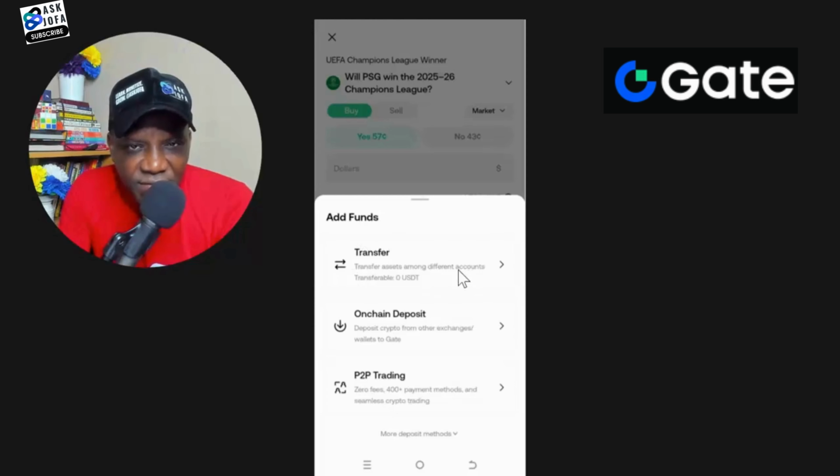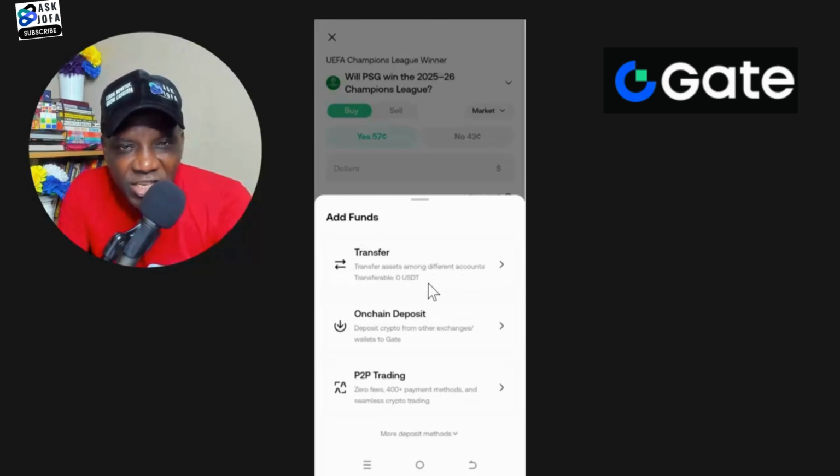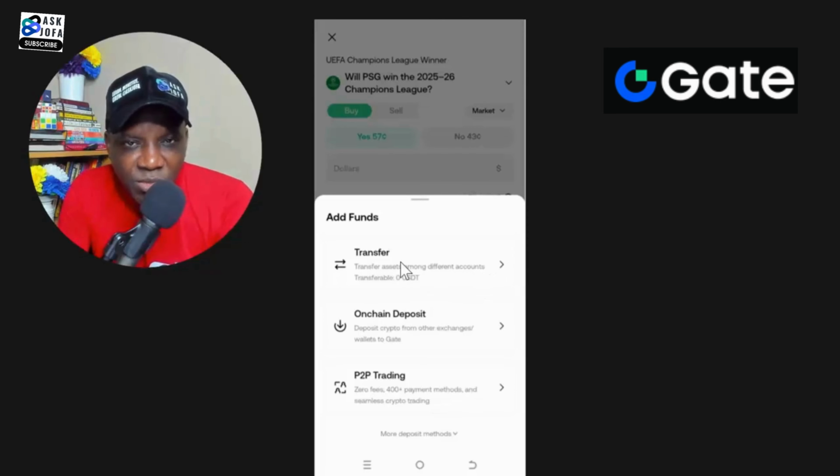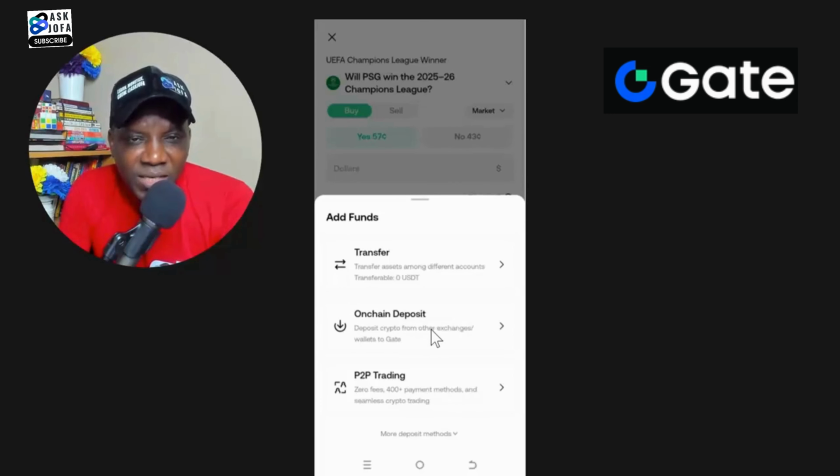This transfer is for between Gate Exchange users to another Gate Exchange user. That is going to be through your Gate user ID. This is on chain. That is, you want to receive funds from Bybit, Binance, or you want to transfer funds to your Gate Exchange account from your MetaMask wallet or your Trust wallet. That's when you use this.